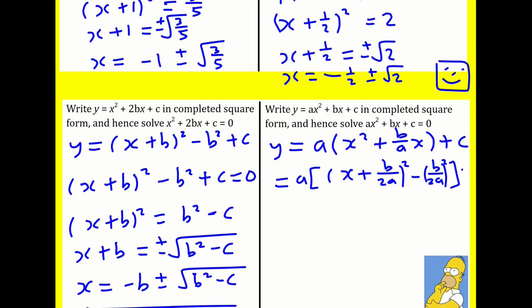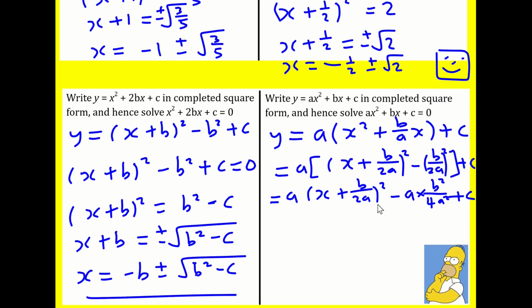Close bracket plus c. And then I'm going to expand the bracket, just like before. But I need to minus a times whatever this is. Now actually, when you have this thing squared, you can square each term separately. So it's going to become b squared over 4a squared.